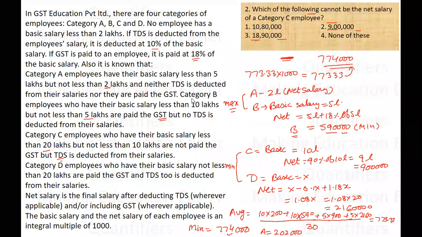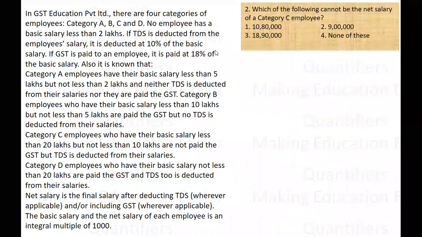Next we have the second question. It says which of the following cannot be the net salary of a category C employee. Now for a category C employee, we know that TDS is deducted from the salary, but GST is not paid. So if their basic salary is, let's say, X, the net would be 90% of this, 0.9x, because 10% TDS will be deducted.